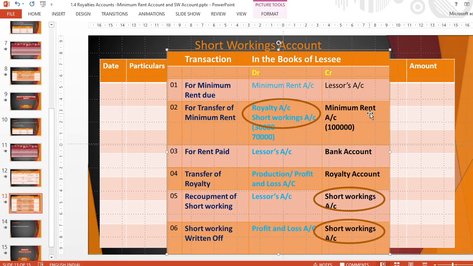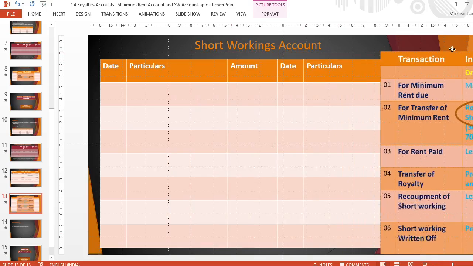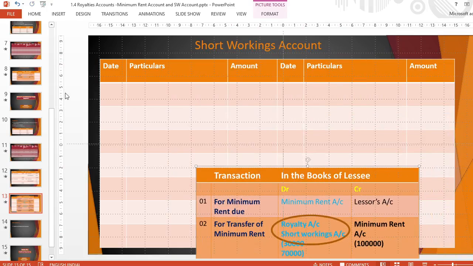Short workings account debits to minimum rent account. And here, for short working recoupment, lessor's account debits to short workings account. And for short working written off, profit and loss account debits to short workings account. So let us start with the first year, 2018.